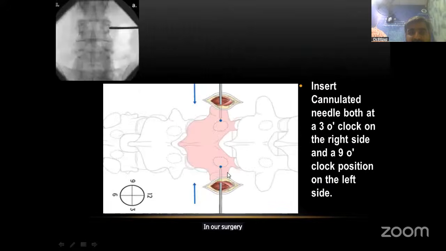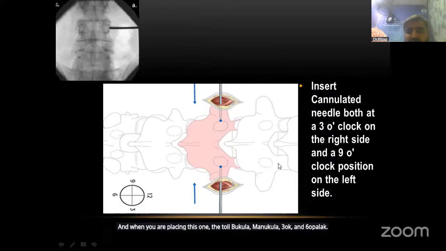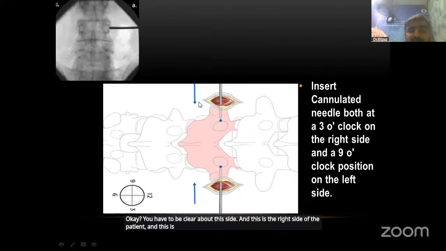We have made the skin incision. The second thing is that you have to follow this clock. Look at this clock. This is the cranial end and the caudal end. When you are placing this, there are the 12 o'clock, 9 o'clock, 3 o'clock, and 6 o'clock. You have to be clear about this side. This is the right side of the patient, and this is the left side of the patient.